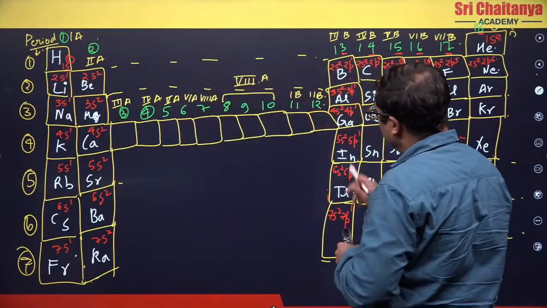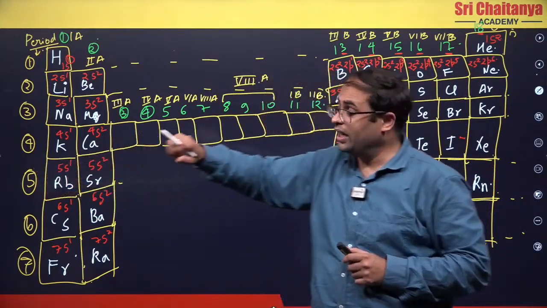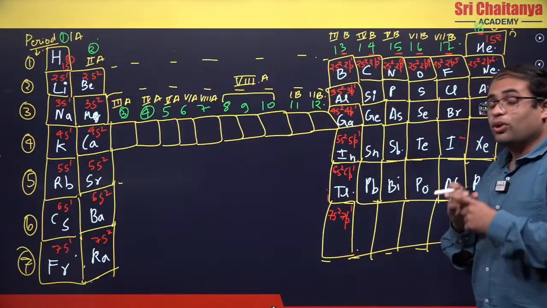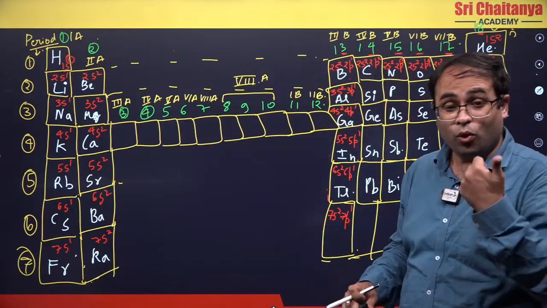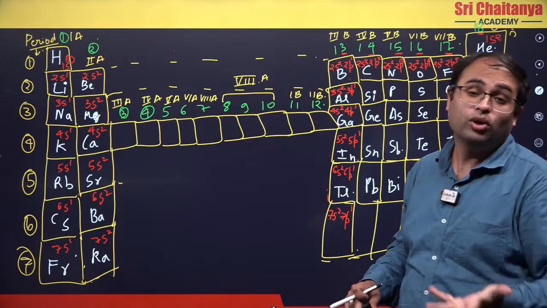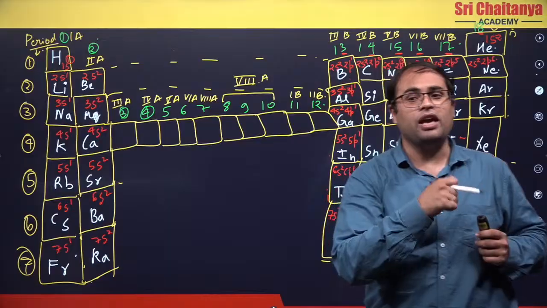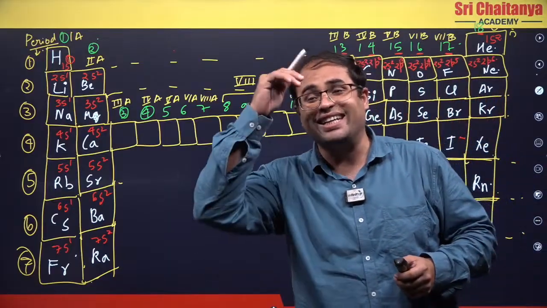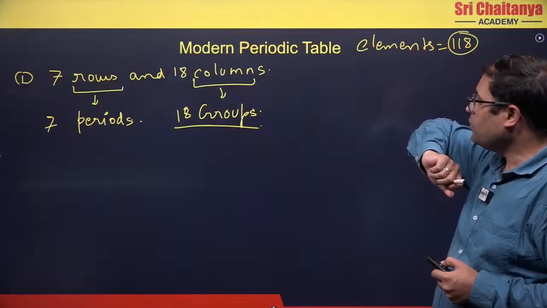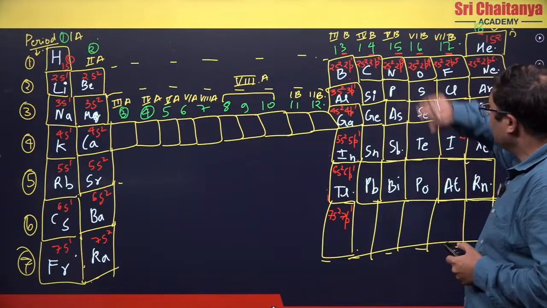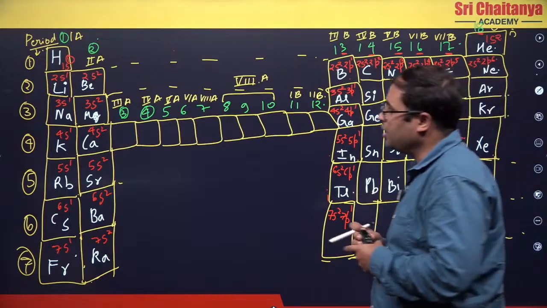So now you see this 4 matches with the 4th period. This matching is important. Everything has a sequence, everything has a logic, provided you are told about it and you try to follow it. This complete filling is based on the Aufbau principle, that diagram which we already know. Now let us get back. Here the same trend will follow.